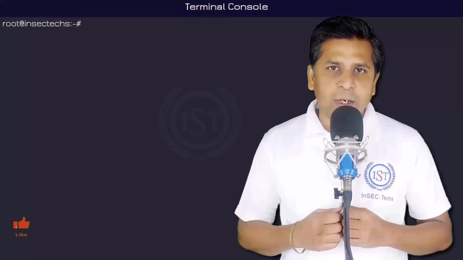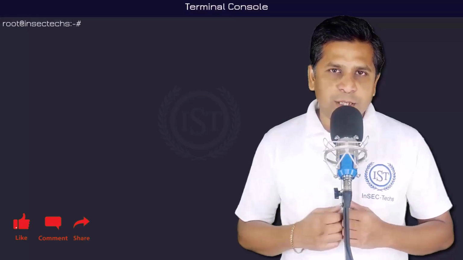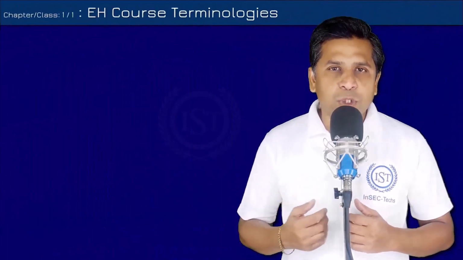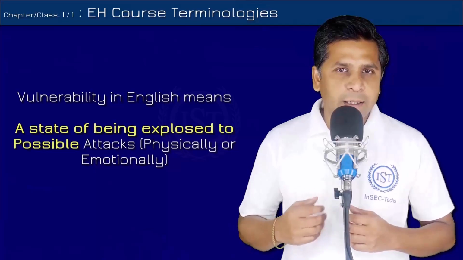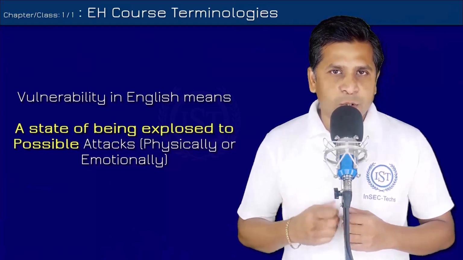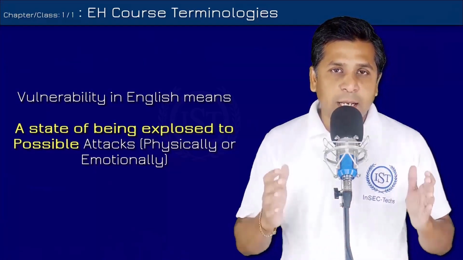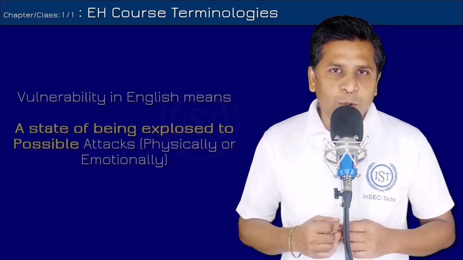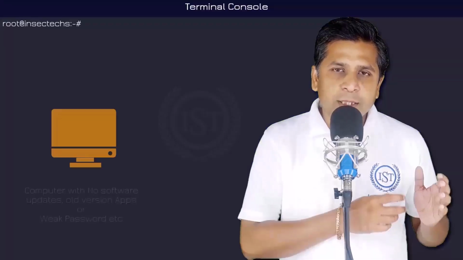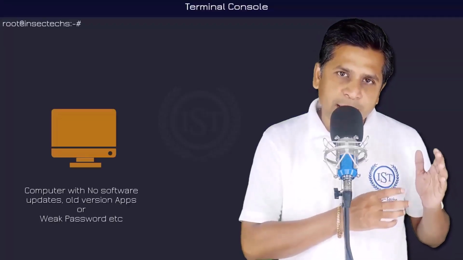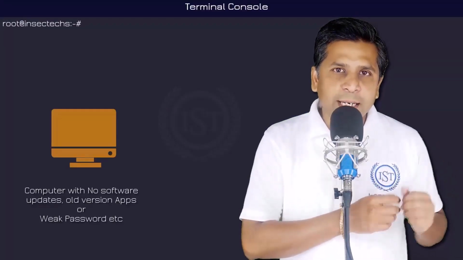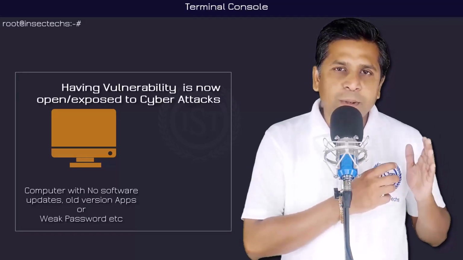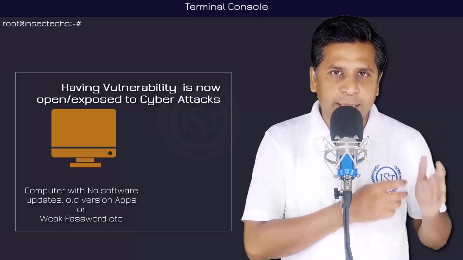So next, vulnerability. Vulnerability in English means the state of being exposed to possible attacks, either emotionally or physically. So let me repeat. It is a state of being exposed to possible attack. So when you relate it to cyber security, say for example the computer or a network has a vulnerability, it means that it is in a state where it could encounter possible attacks.